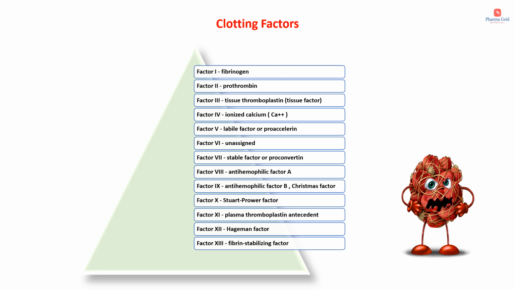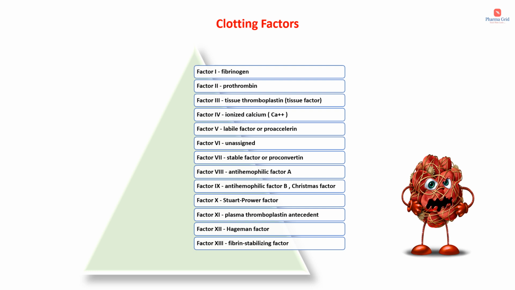When a clotting factor becomes activated, it is denoted with a small letter a following its respective Roman numeral. For example, when factor 5 becomes activated, we will write it as factor 5a. That means small letter a.